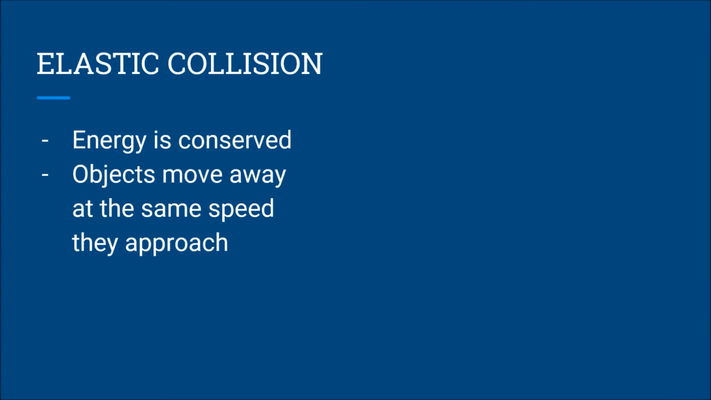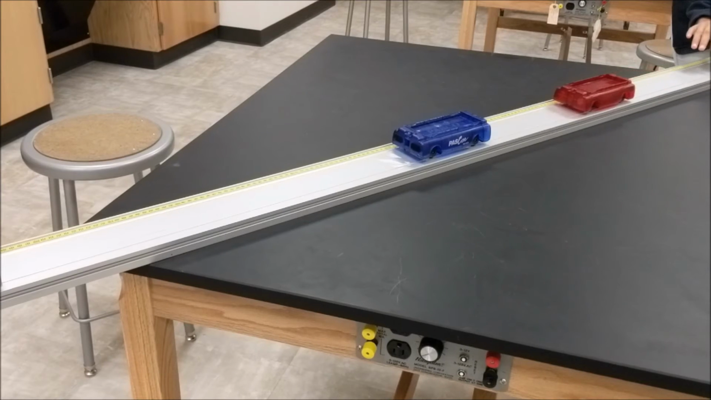The first type of collision is an elastic collision. In this type of collision, two objects recede at the same speed at which they approached each other before they collided. As a result, there is no net loss in kinetic energy in the system. Both momentum and kinetic energy are conserved in an elastic collision. The total kinetic energy of the two objects before the collision is equal to the total kinetic energy of the two objects after the collision.